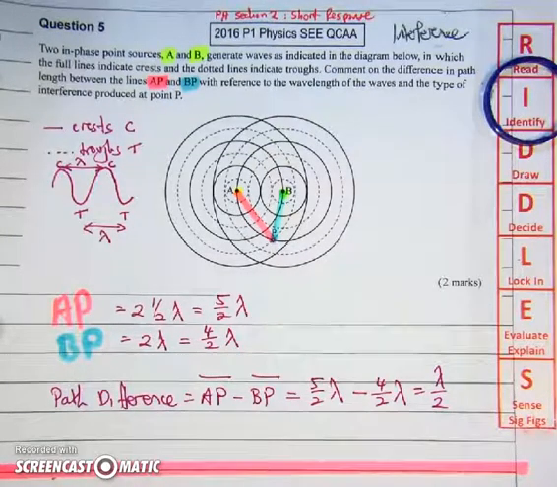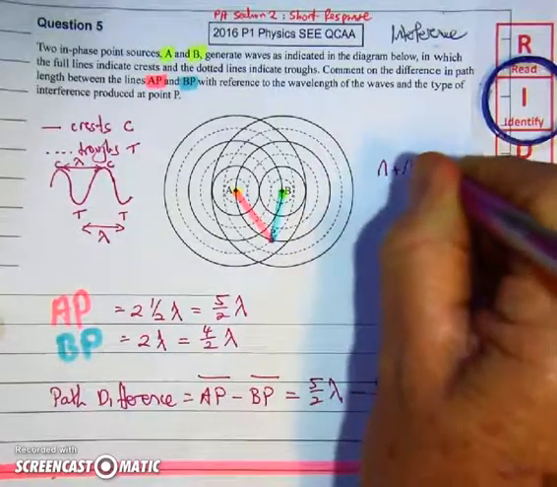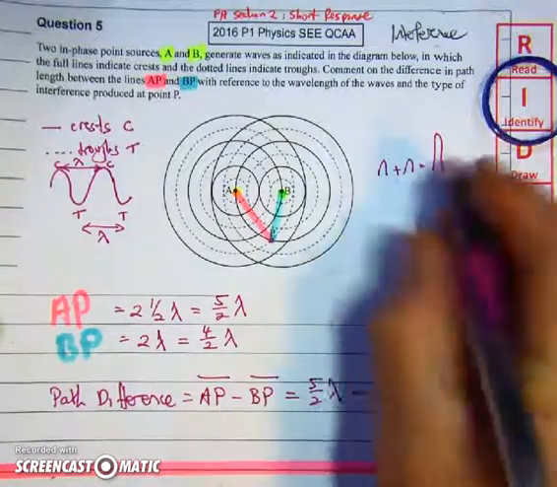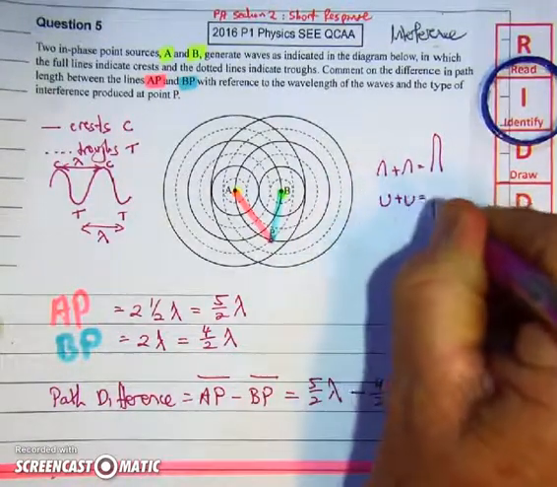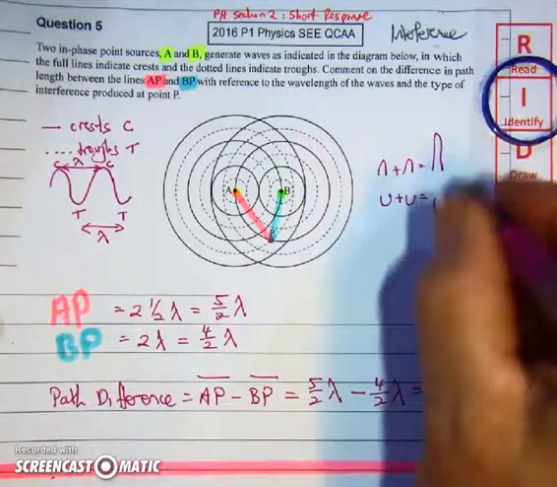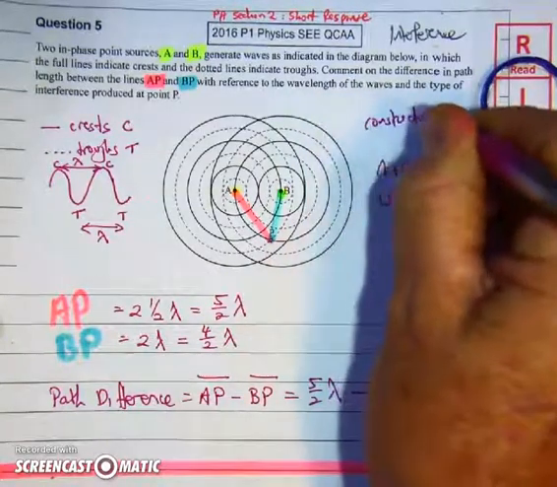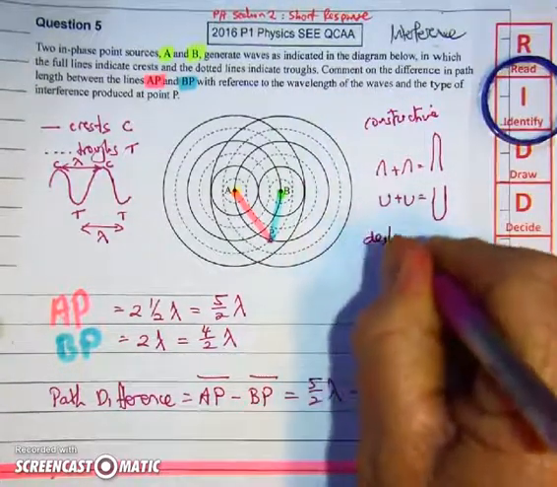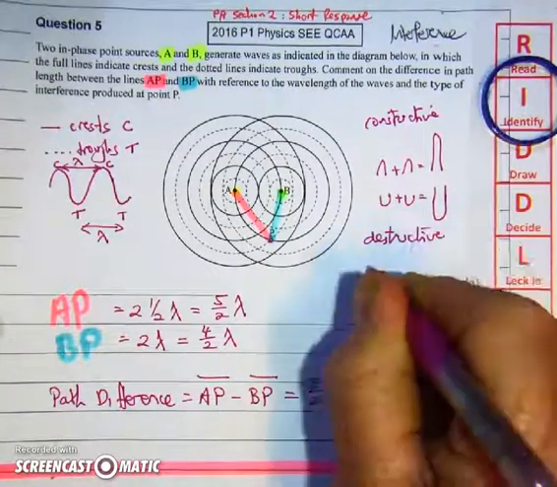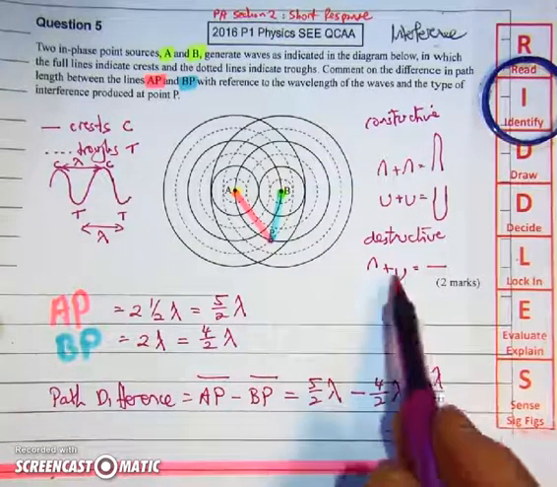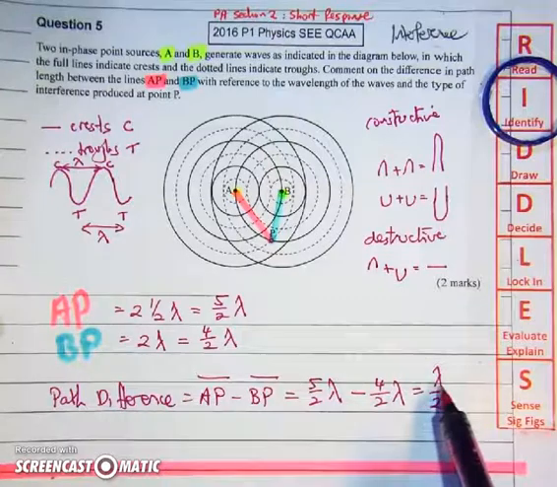Now that we've calculated the path difference, we need to talk about the type of interference produced at point P. Basically, when you have a crest and a crest, that gives you a double crest. That's the principle of superposition. When you have a trough plus a trough, that is a double trough. Both of these are called constructive interference. Destructive interference is where you actually have a crest plus a trough, and that gives you the flat water. That happens when they are out of phase by half a wavelength, or the path difference is lambda on 2.